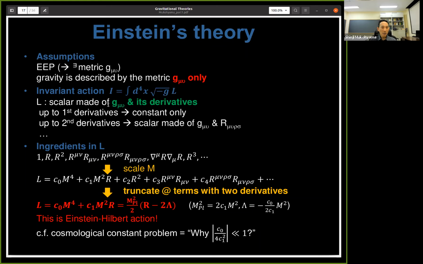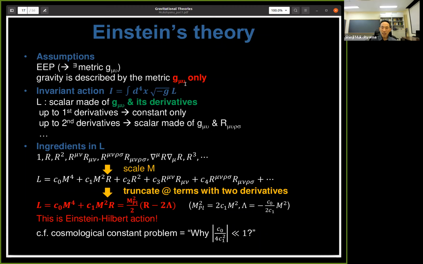Up to first derivative, we cannot construct any scalars other than a constant. If we want to construct a scalar from g_mu_nu without derivatives, then we have just the contraction of g_mu_nu with its inverse, which is constant. With the first derivative we can construct a Christoffel symbol, but it is not a tensor, so we cannot construct a scalar out of the first derivative. Up to second derivative, we can construct a scalar made of the metric and the Riemann curvature.